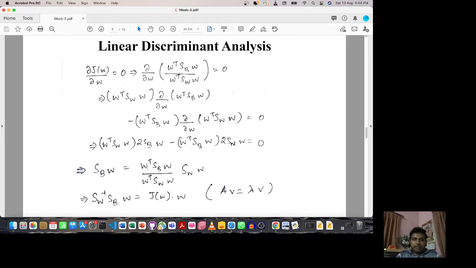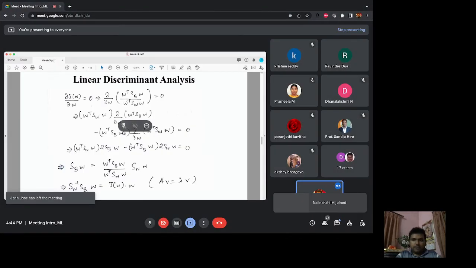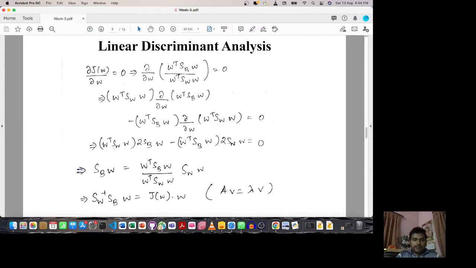So from here what I do is I divide this entire expression by W transpose SWW, which is a non-zero quantity, so I can divide, and I cancel the 2 out from both sides. This becomes SBW equal to W transpose SBW divided by W transpose SWW into SW into W. So this is just rearranging this equation.